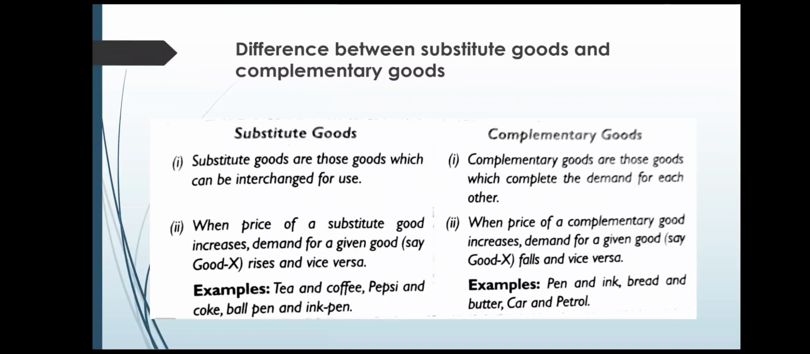Now, the examples of complementary goods are pen and ink. You need ink in order to use pen. Bread and butter, these two go together. And car and petrol. So, this was about the difference between substitute goods and complementary goods.